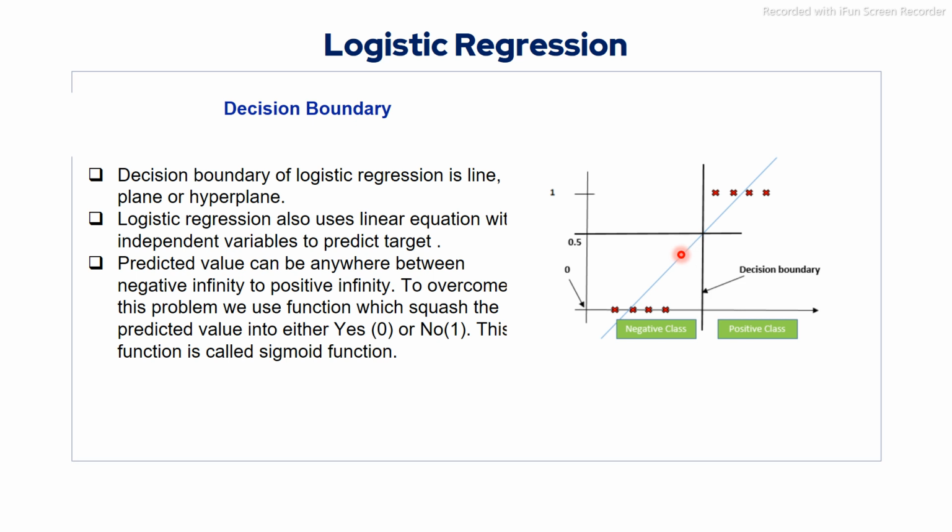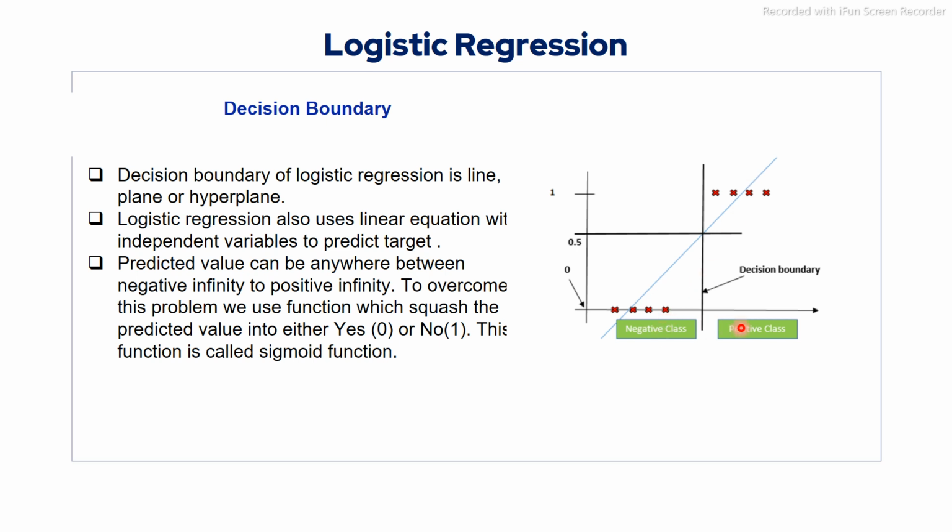The decision boundary, as I already told you: if the value is more than 0.5, it will fall under one class. If it is less than 0.5, it will fall under class 0. So it is the negative class and the positive class, and this decision boundary is separating the two classes based on the threshold 0.5. Whenever you apply logistic regression, the first work of logistic regression is to draw the decision boundary based on the threshold given to the system, and then it will separate the negative and positive classes.